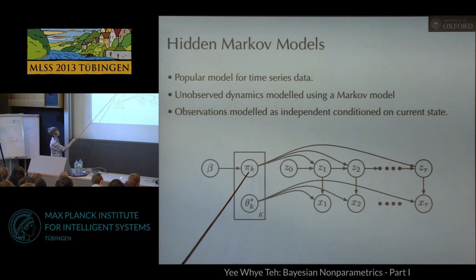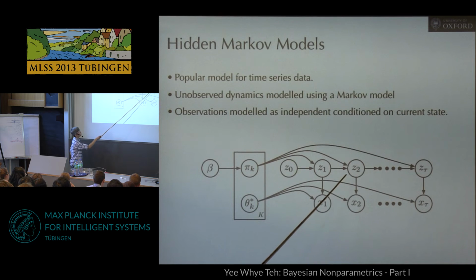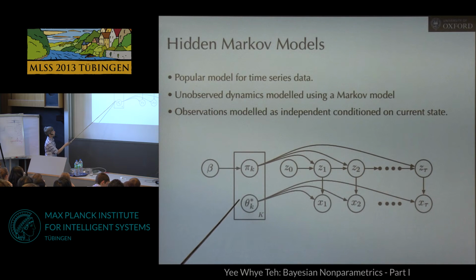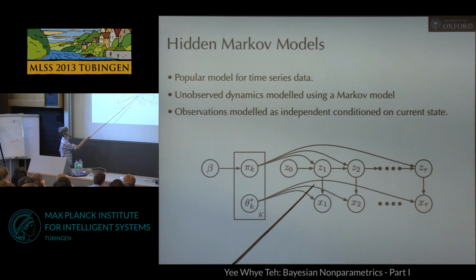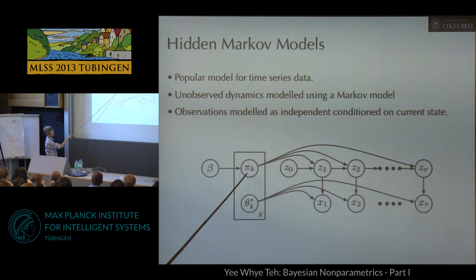Pi k is simply going to be the transition probability given that the previous state is k. So given that z1 takes on value k, then the conditional distribution of z2 is going to be given by pi k. And then for each latent state k, we also have a parameter which describes the emission distribution given that the latent state belongs to state k. We may also introduce priors over the transition probabilities and over the emission parameters as well.